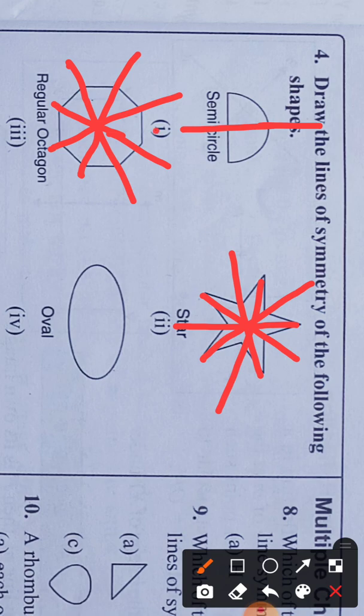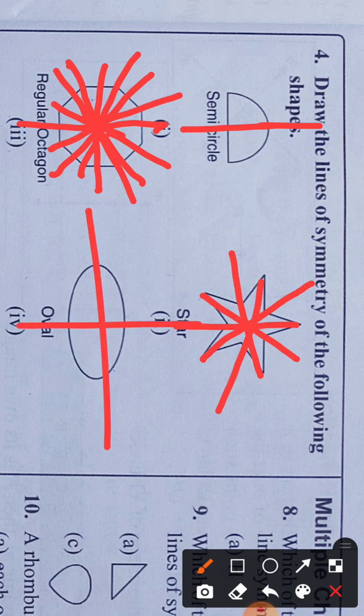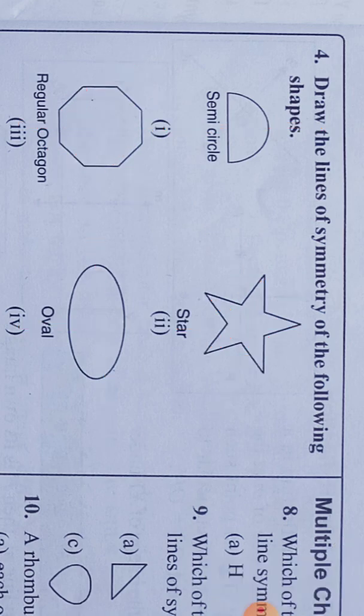Then let us start from the middle. 4, then 5, 6, 7, 8. Okay, so we have done all the lines in total. Now let us see the oval shape. An oval shape will have only two symmetrical lines. Okay, so this question is over.